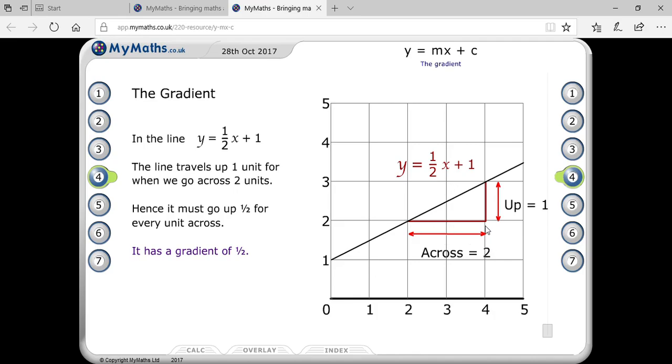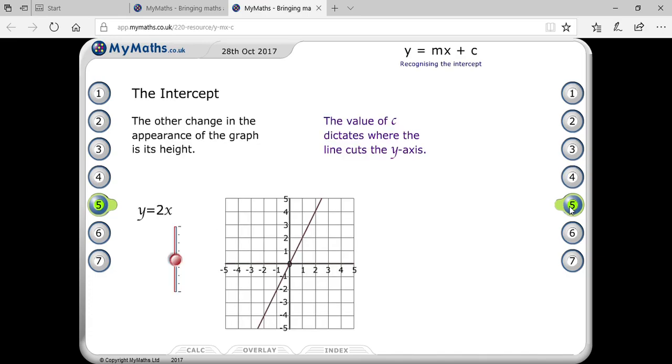Yes. Okay, and next you can see that it is cutting the y-axis at 1, so that means c is 1. If you plug the values of m and c into the general equation, your equation will be y equals half x plus 1. I hope you understand everything. Yeah, sir, I understand. Great. Now we can move to the next section, beta.